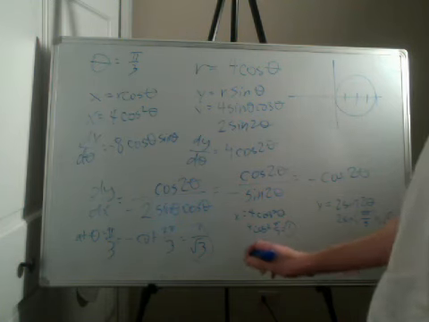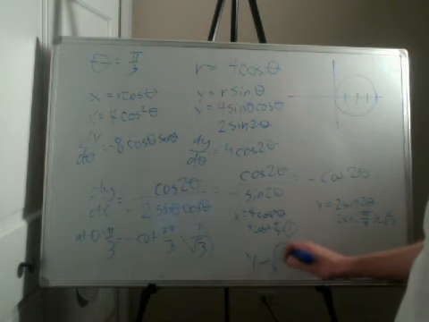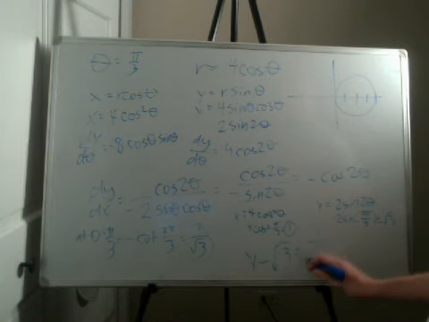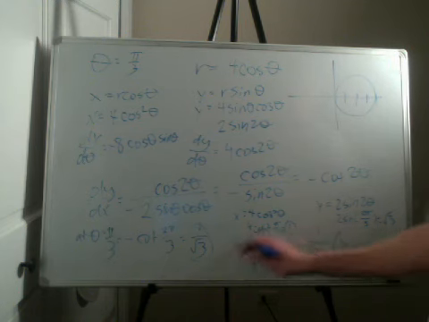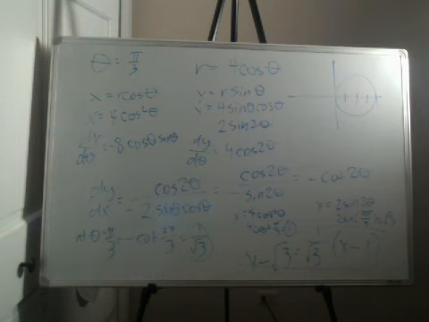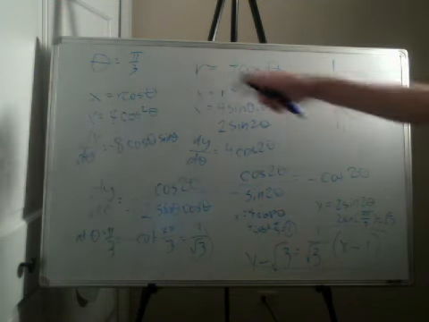Now we can finally make the equation y minus root 3 equals 1 over root 3 times x minus 1. I'm not rationalizing the denominator because I don't care. And that right there is the tangent line on the x and y plane when theta equals pi over 3 for r equals 4 cosine theta.